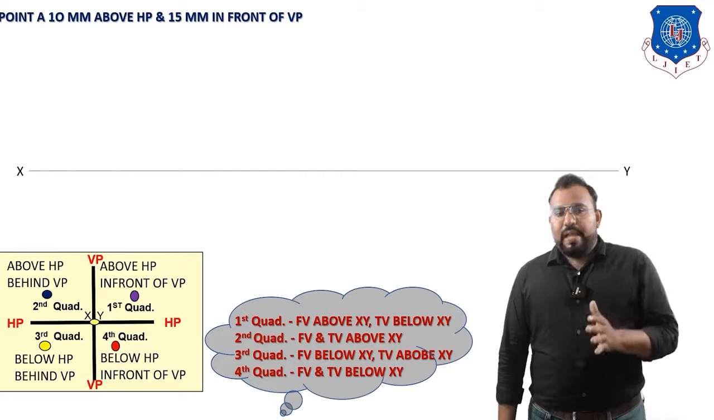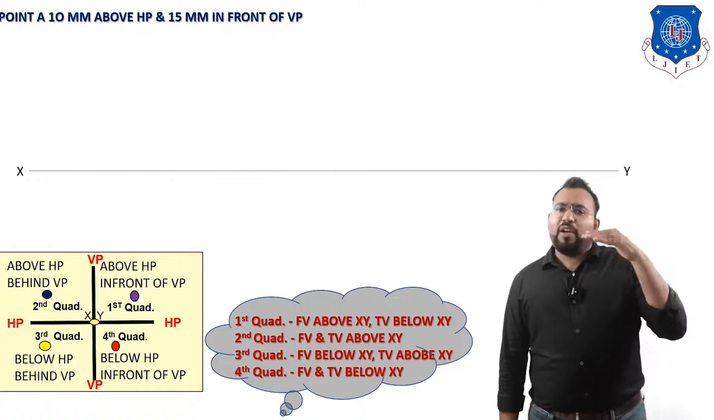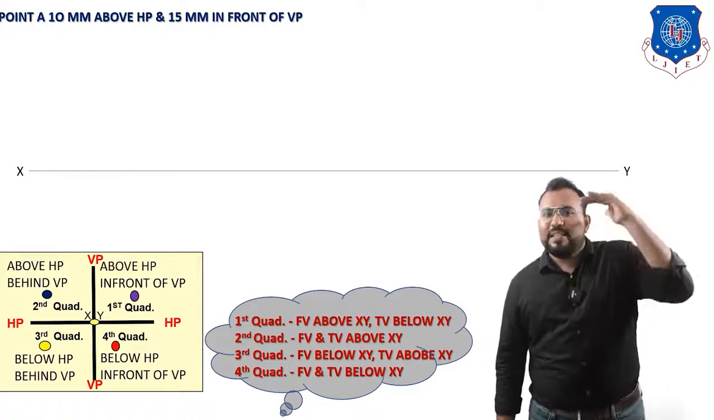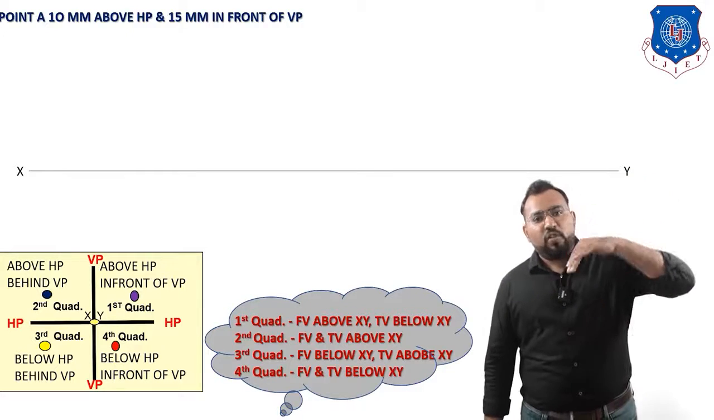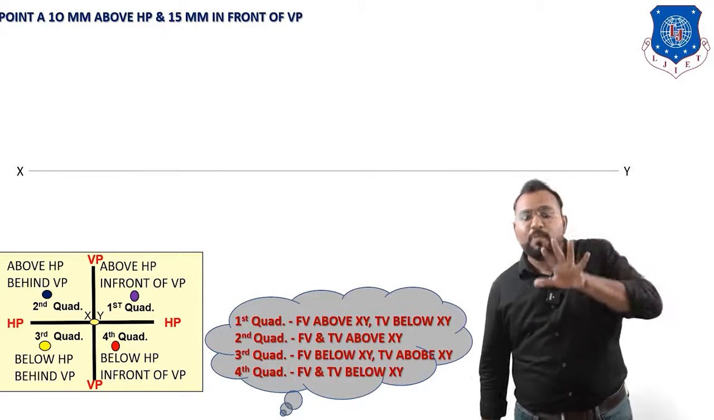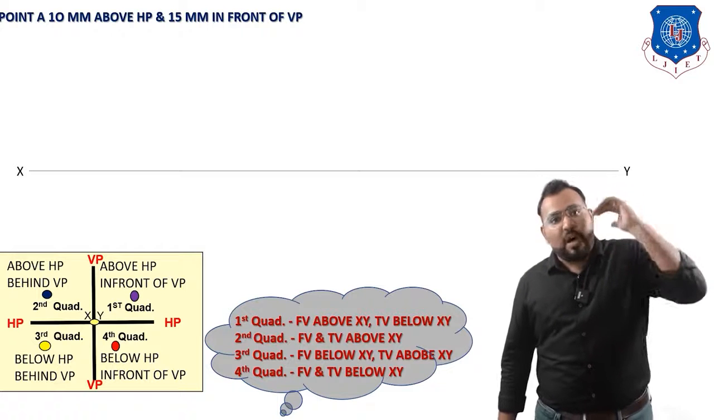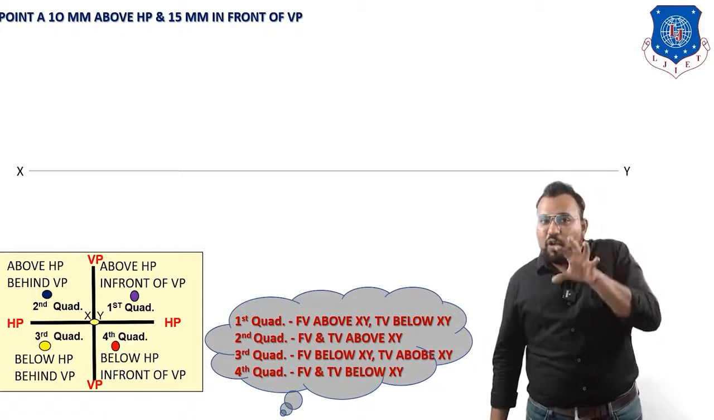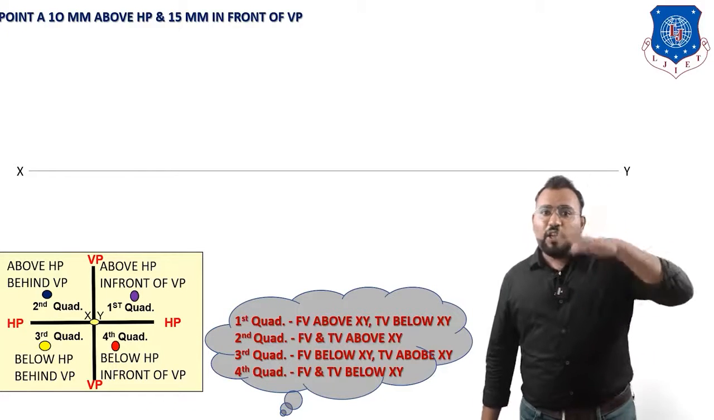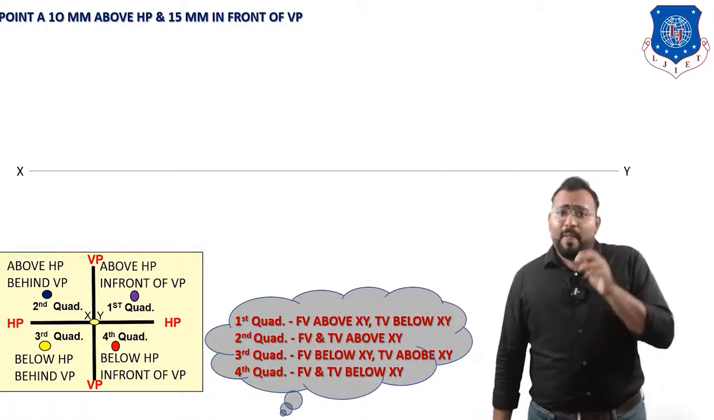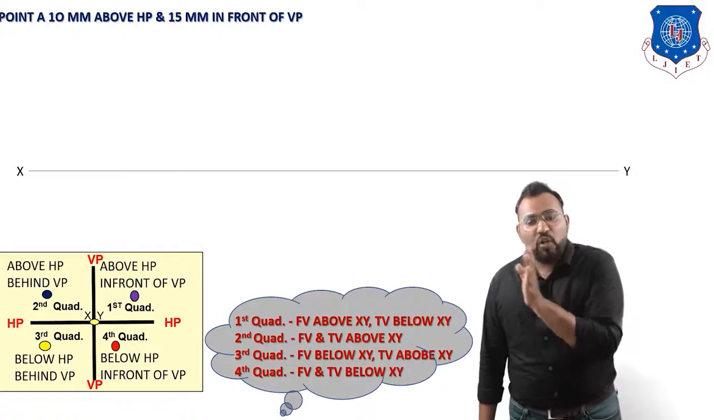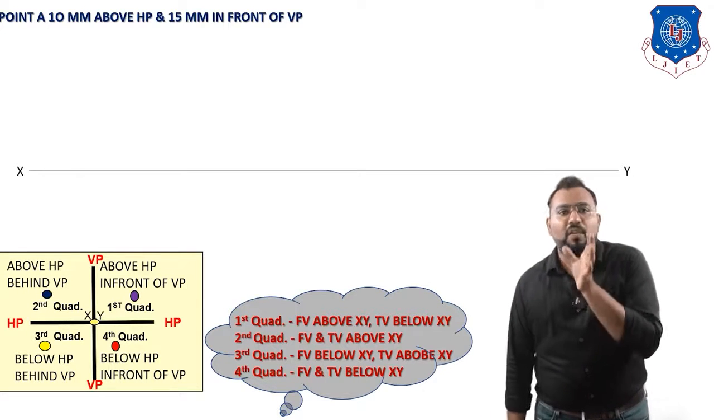Now in any example, if he is talking about any point, and he says above HP, below HP, that means he is talking about the front view. If he wants to tell something about the front view, he uses words like above HP, below HP. Whenever this kind of word is used, that means he is talking about the front view. When he uses words like behind VP, or in front of VP, that means he is talking about the top view.